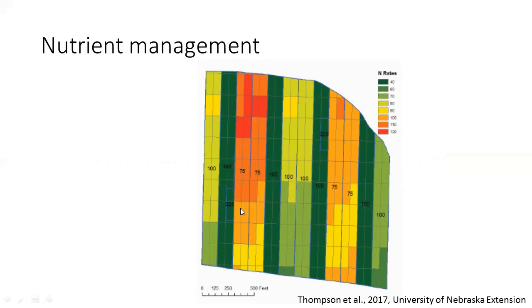So you can see there's kind of a range of nitrogen rates across the field here, and that makes things more efficient. This was able to save about $3 per acre as compared to the farmer applications, because they were able to reduce across the field, they were able to reduce the overall rates of nitrogen that were being applied.